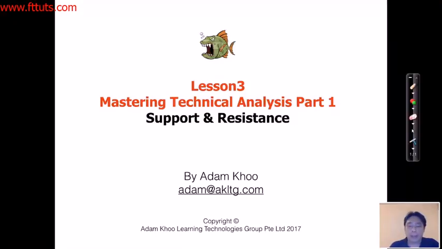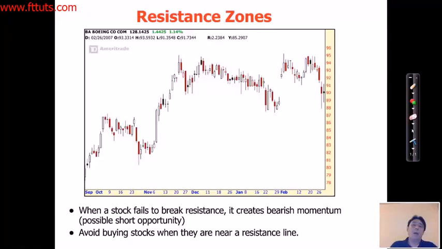So let's take a closer look at support and resistance levels. Let's begin with resistance levels or zones. Now, when you first look at a chart, you have to see if there are any potential resistance levels or zones. So what does it mean?